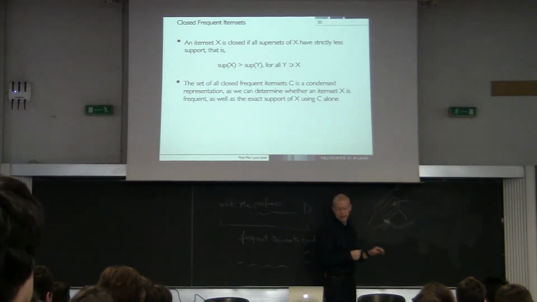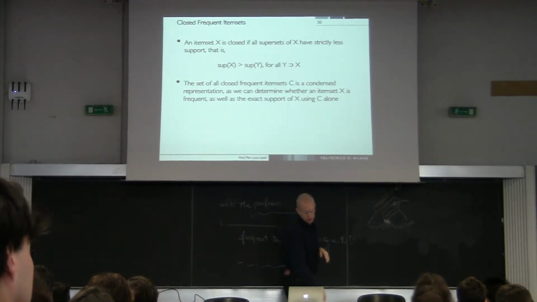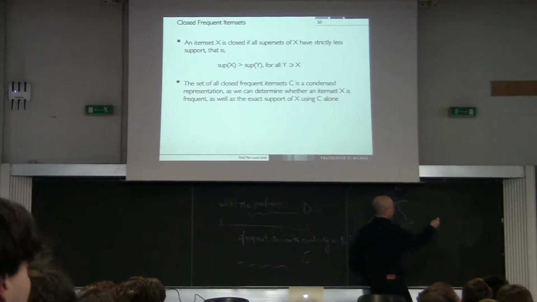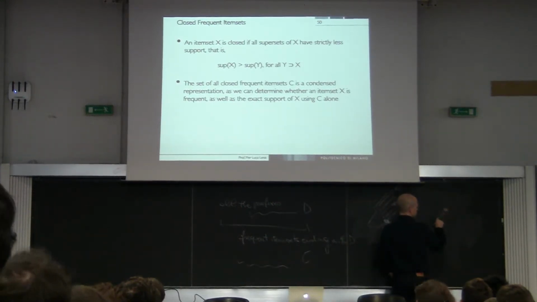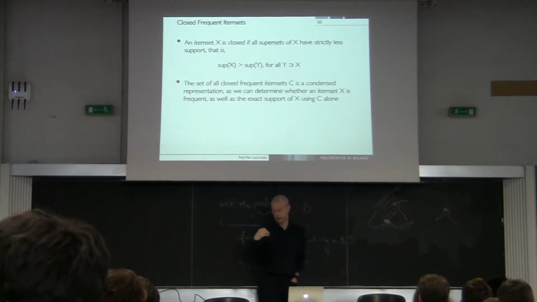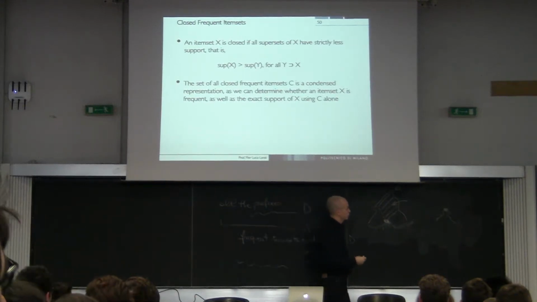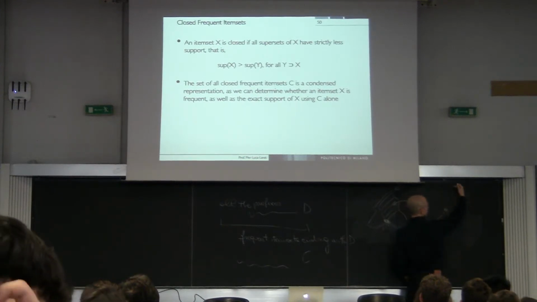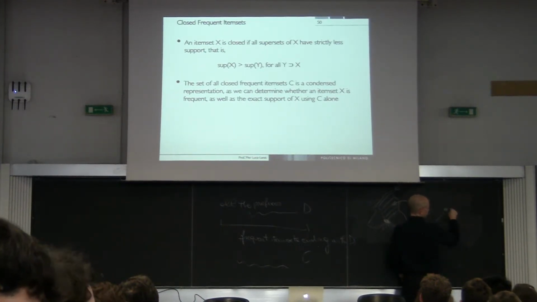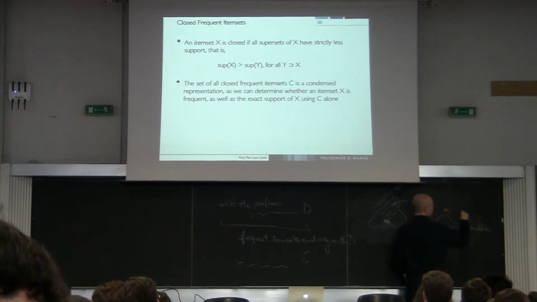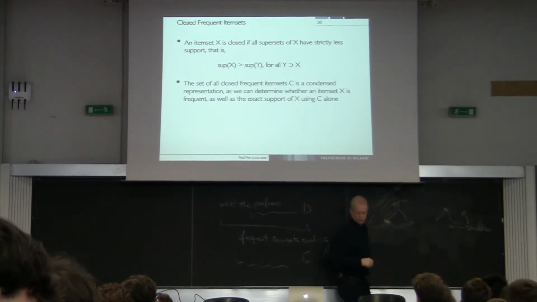So, for instance, if you consider the closed frequent items, I'm telling you that if you go below this, the support is strictly smaller. You remember that the support is higher here. Now, the support here, everything that goes below is strictly smaller than this.